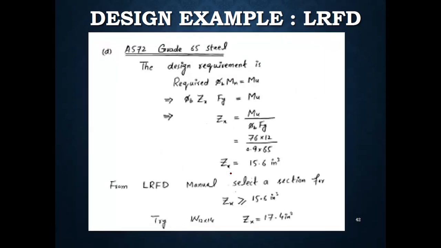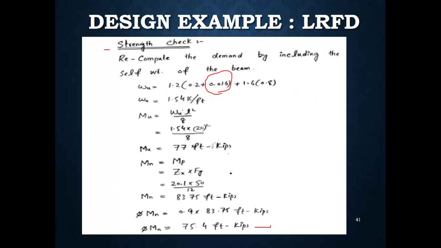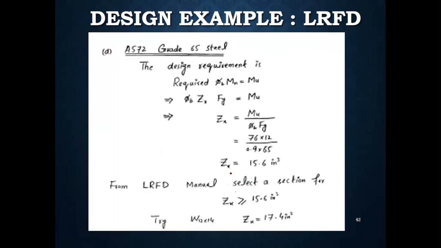Then let's move towards the third problem, which is A572 grade 65 steel. For that we again follow the same steps. First of all, we find the value of Zx, the section plastic modulus, and it comes out to be 15.6 inch cubed. The section matching this modulus is W12 by 14.